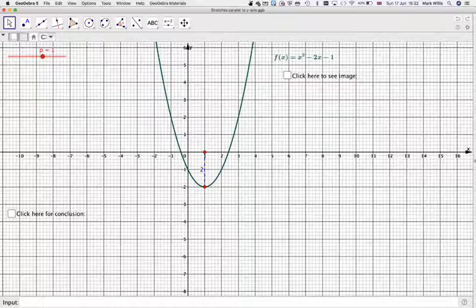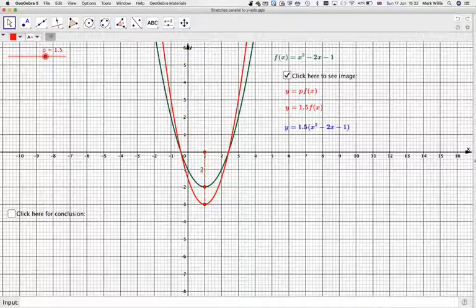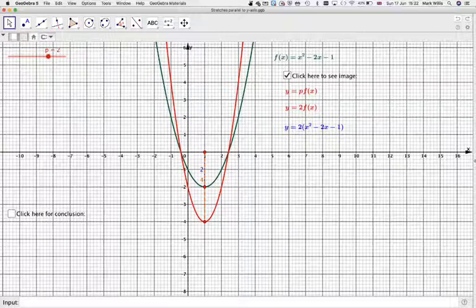And then what we're going to do is look at what happens if we put a number, any number, in front of the whole of the function. So at the moment the number is 1, so it's identical. So if we change this to be 2, let's make it be 3.